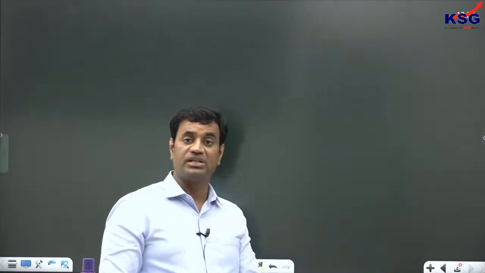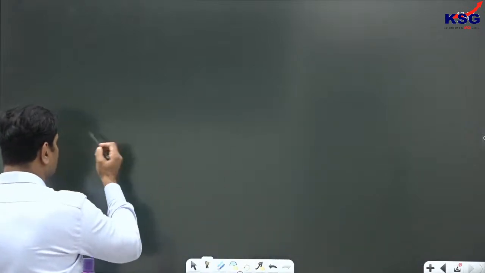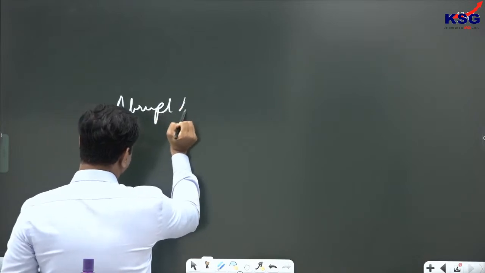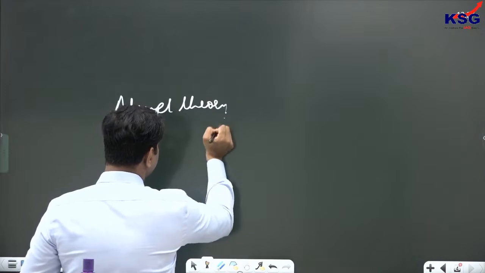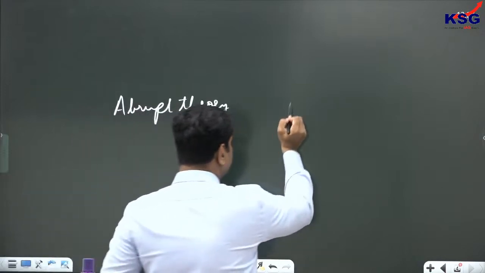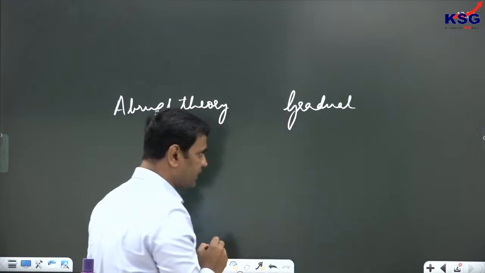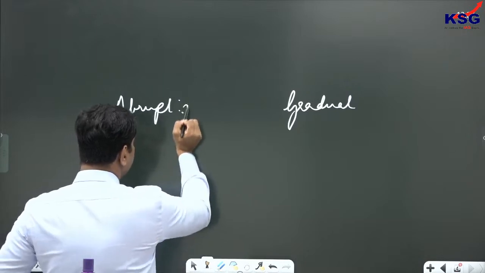There are different theories related to decline of Harappan civilization. One school of thought means abrupt theory of decline. Clear? Because abrupt theory means that Harappan civilization declined abruptly, and there's a gradual decline. Clear? That is the gradual decline theory. So abrupt decline theory and the gradual decline theory.